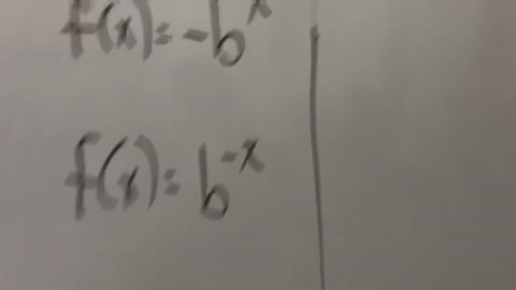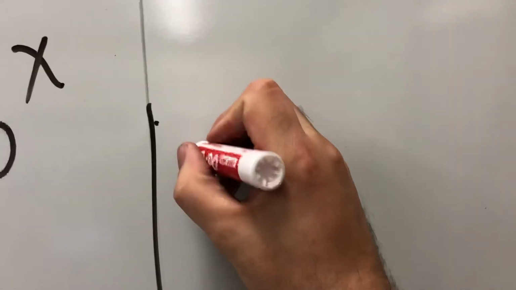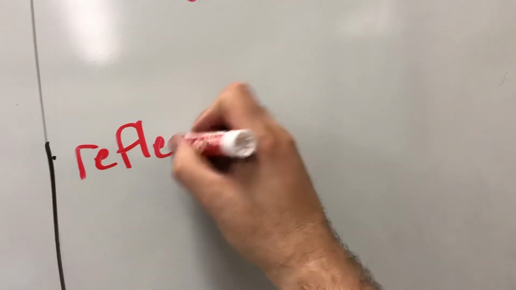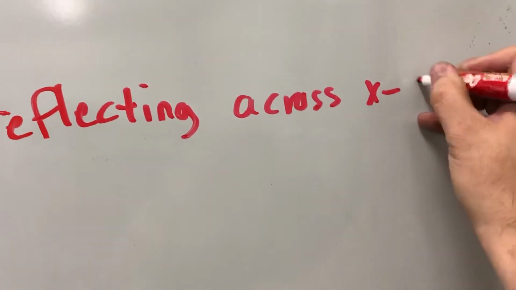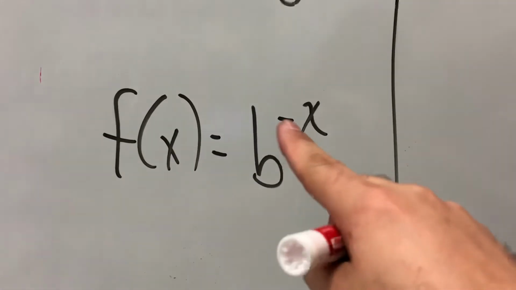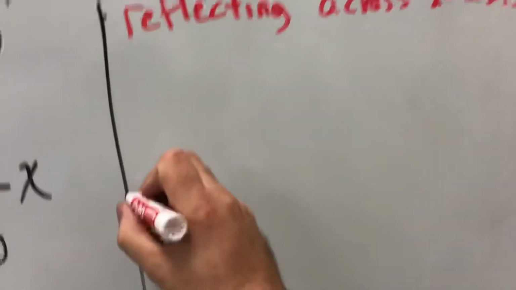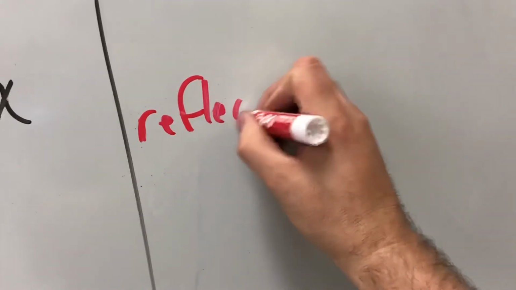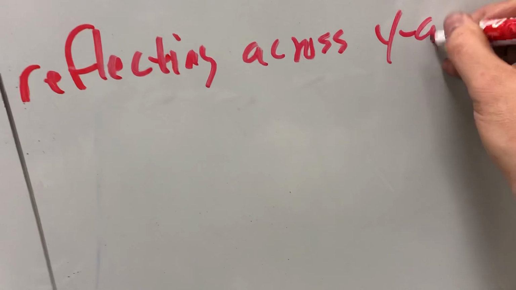So let's just write that down so we can end this video. Putting a negative in front changes the graph by reflecting across the x-axis, and putting a negative on the x changes the graph by reflecting across the y-axis.